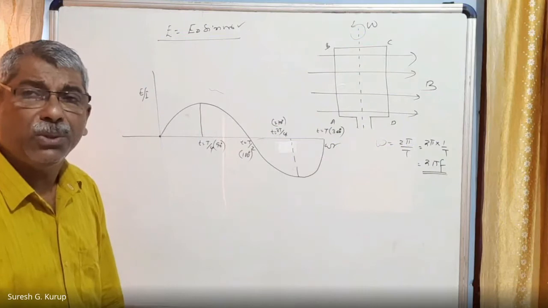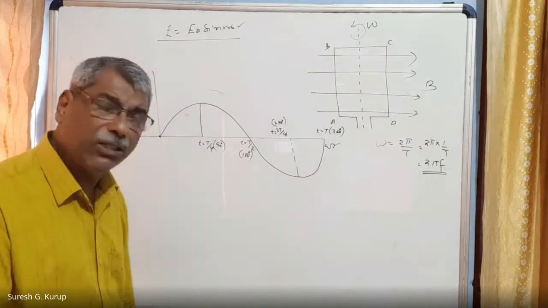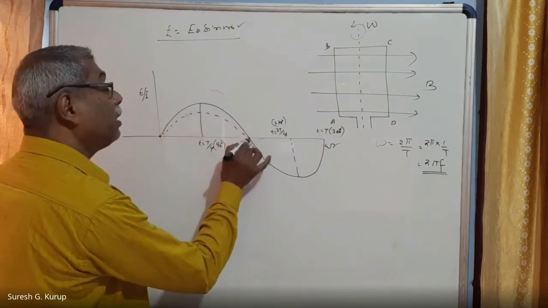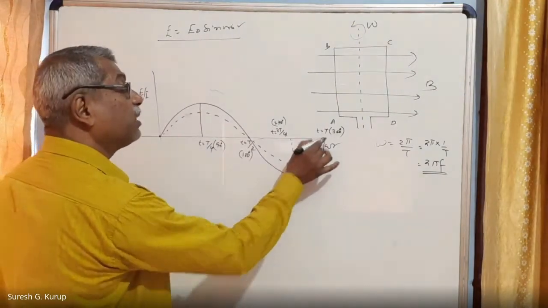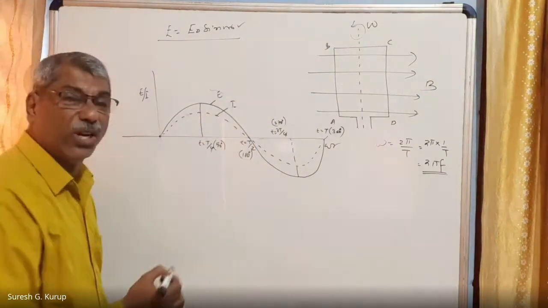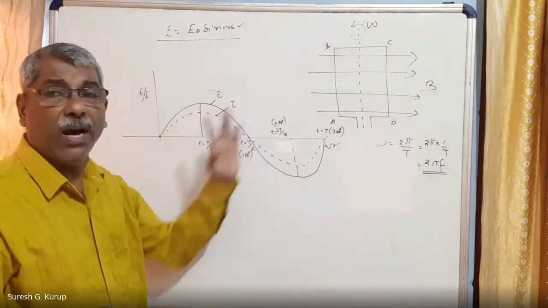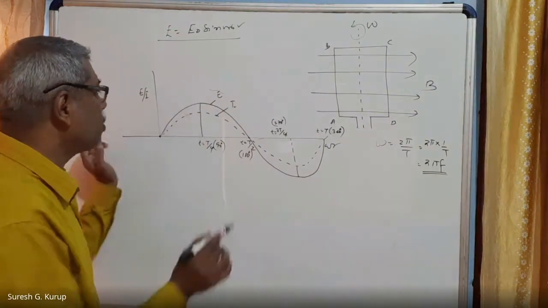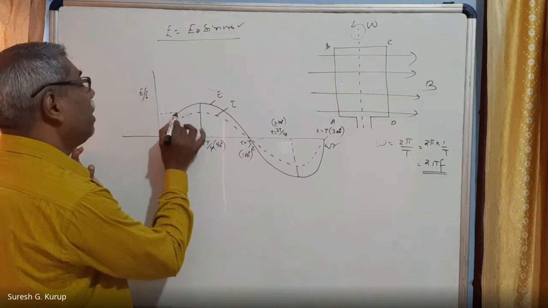If we want to draw the expression for current, then that will be coming like this, right? This is the current. Current curve is like this. This is E and this is I. E is equal to E0 sin omega t. I is equal to I0 sin omega t. Right? Peak values. This is I0 and this is E0.